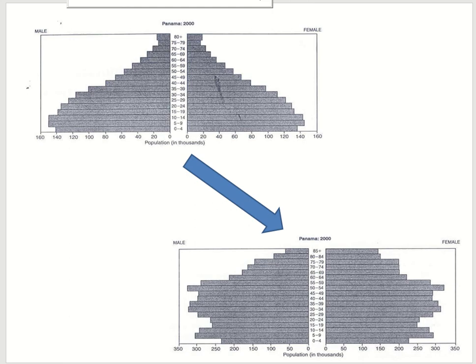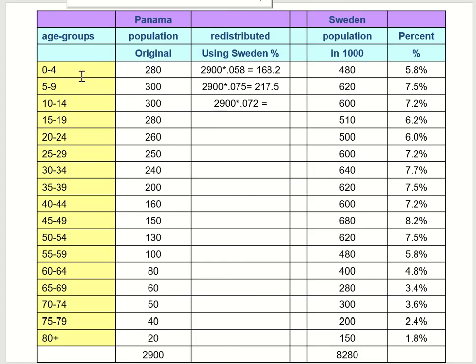Again, you've seen this before. These are the age groups. This is Panama, how it looked originally. Remember I told you Panama had 2.9 million. This is how Sweden looks, and remember I told you Sweden had 8.3 million. So what I'm going to do is change the distribution of Panama to look like Sweden.